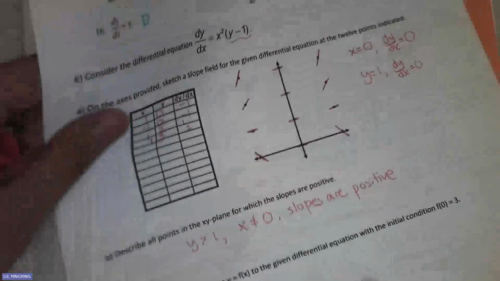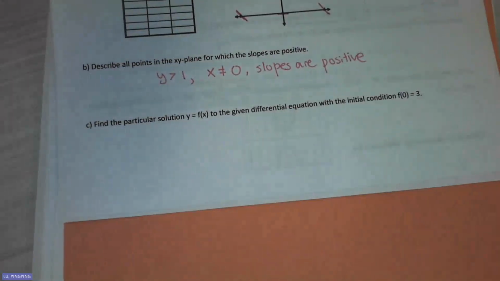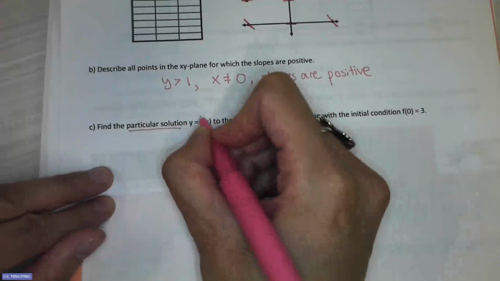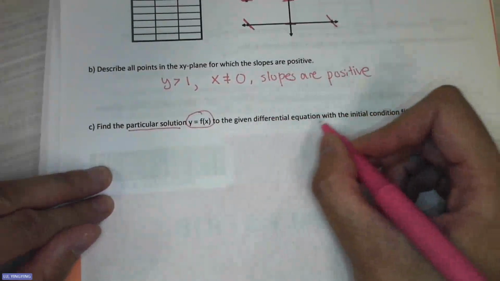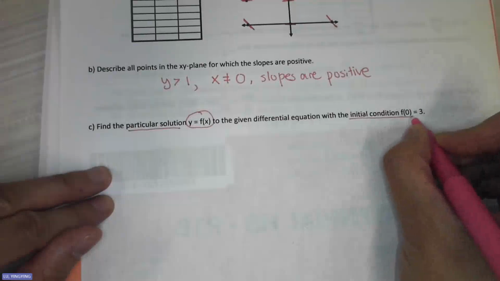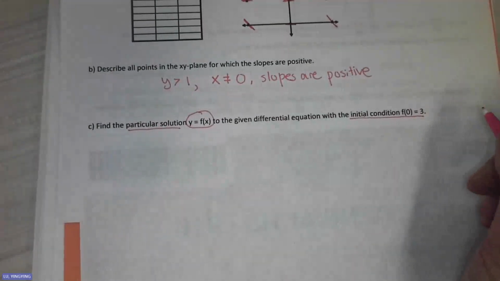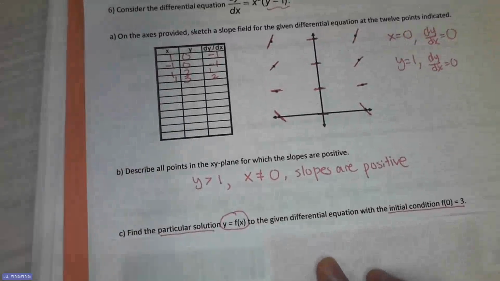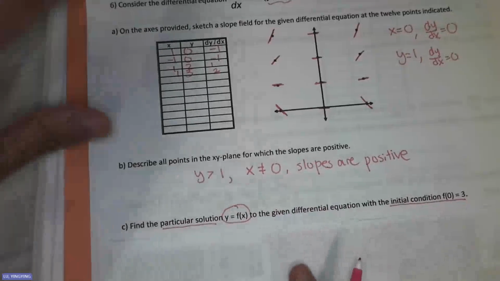Done. Okay, now the next thing, I don't have space, so I'm going to use a different sheet of paper to complete my notes. Find the particular solution for y equal to f of x to the given differential equation with the initial condition of y of 0 equals 3. So this is something you've been doing for the last week or so by doing integration, right? This is why we learn integration first, and then using the initial condition. So that's what we learned last week.